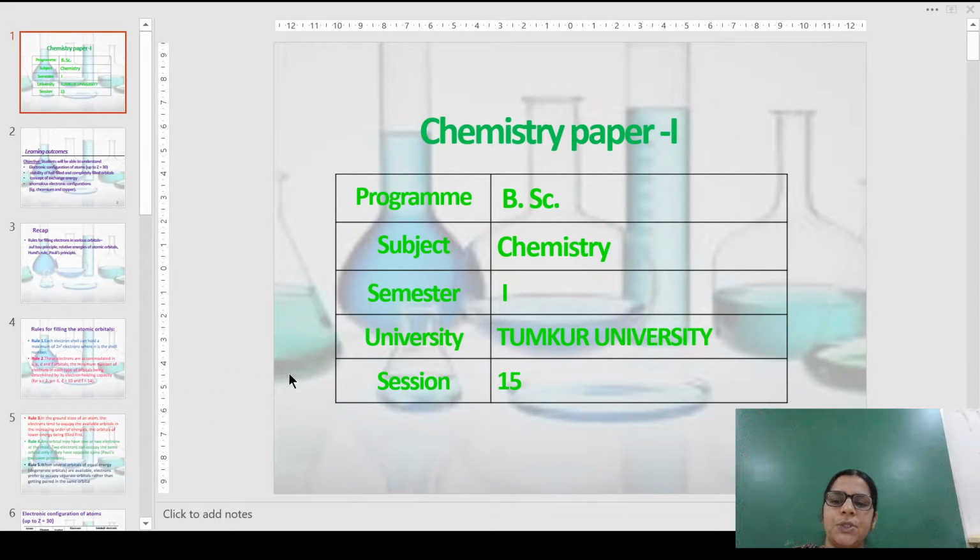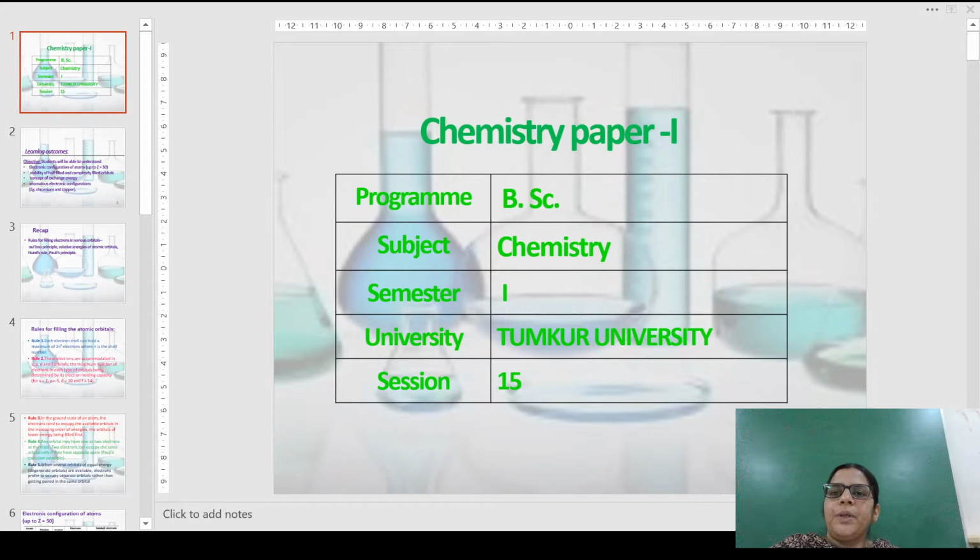Well, coming to the last rule, that is rule 5: when several orbitals of equal energy, that is degenerate orbitals, as you have seen in the case of p orbitals and d orbitals, are available, the electrons are filled singly first, and then they start pairing up. This is known as Hund's rule of maximum multiplicity.